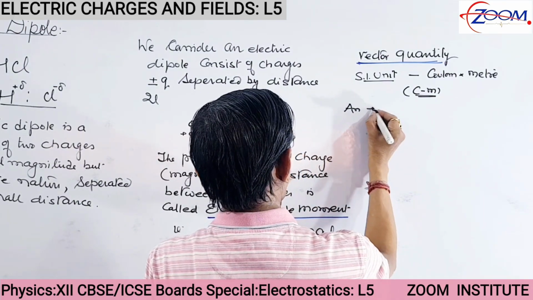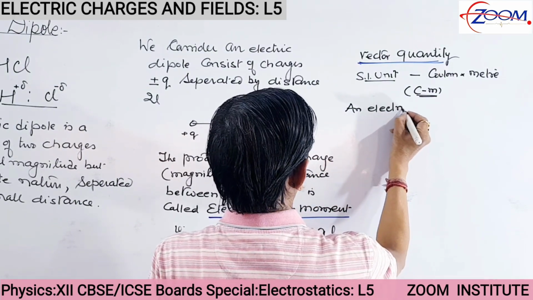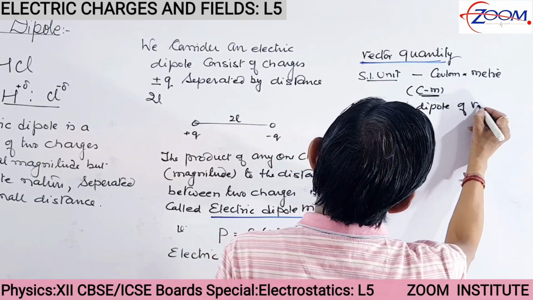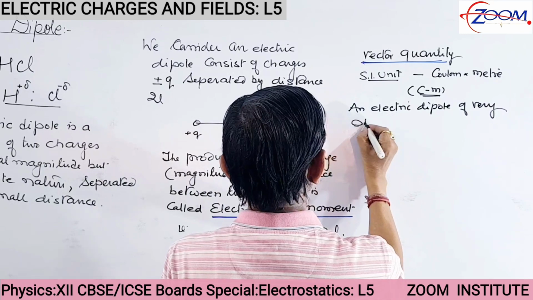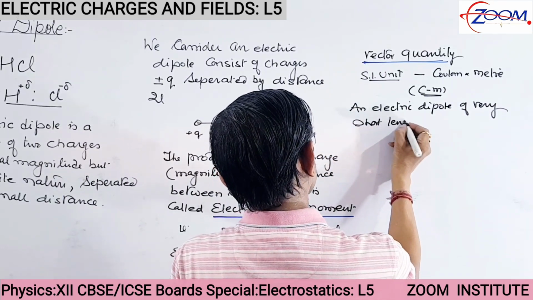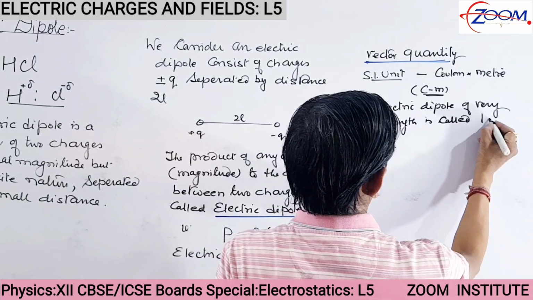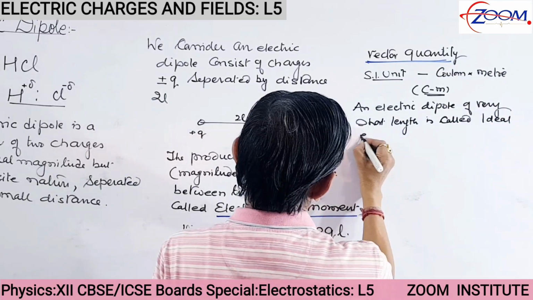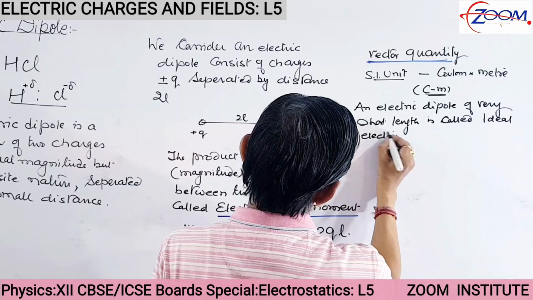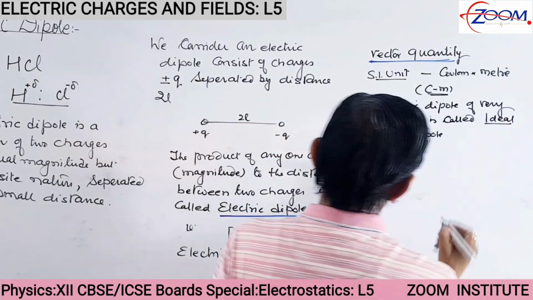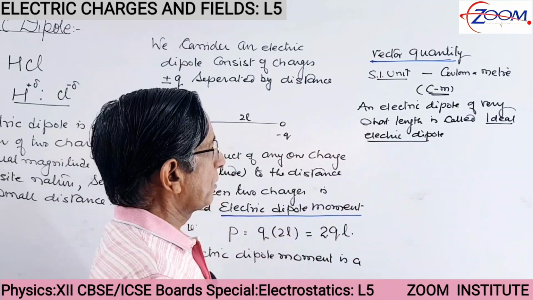Students, keep in mind that an electric dipole of very short length is called ideal electric dipole. So, a dipole of very short length is called what? Ideal electric dipole.